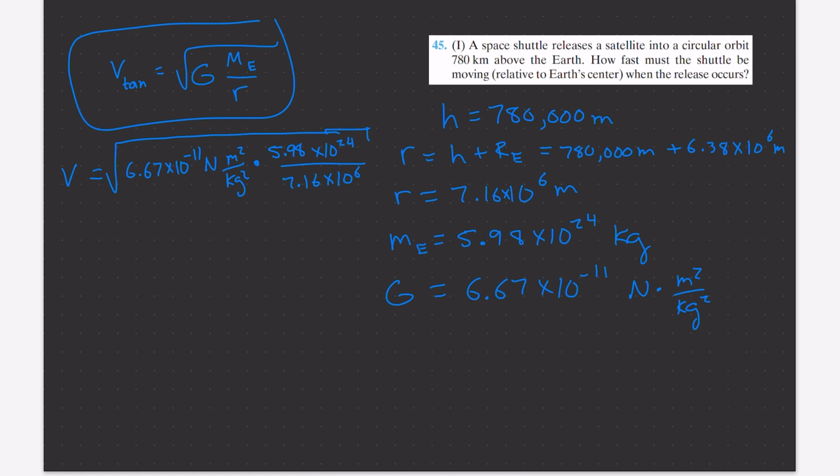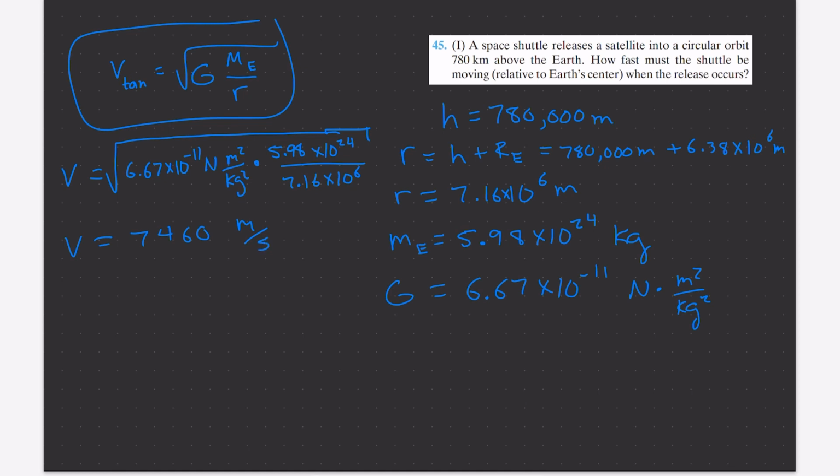And if I plug all of that information into my calculator, I should be able to take it to a reasonable number of significant figures. V is equal to about 7,460. That's 3 significant figures. If you took it from the calculator to, say, 5 significant figures, you probably got something like 7,463.7, depending on what you kept and what you left off as you were calculating. But to 3 significant figures, we're going to say 7,460 meters per second.